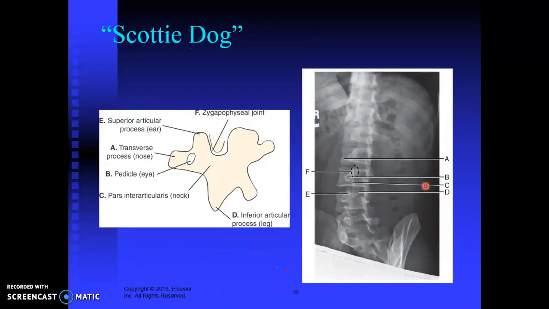Now for this Scotty dog, this is anatomy that you need to know, and while this is just a terminology used to identify what we see on the radiograph, it looks like an actual Scotty dog. The anatomy of the spine is identified here. So with this drawing, we'll go through what the drawing identifies. The ear is the superior articular process.